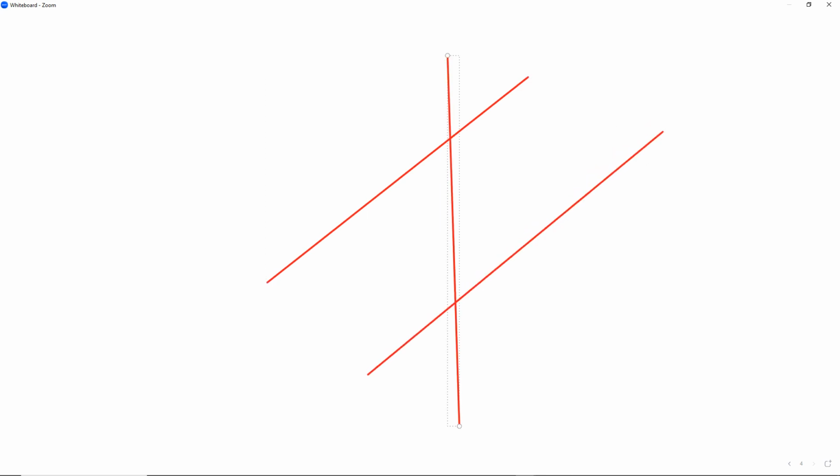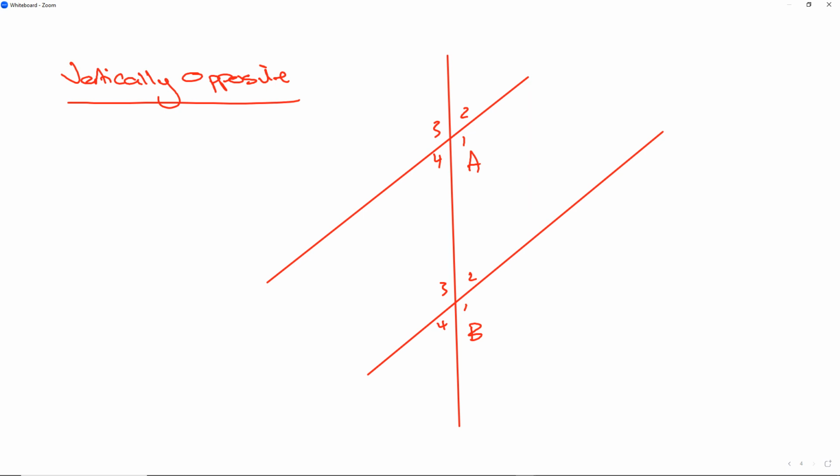Keeping with this same idea, we then have what is known as vertically opposite angles. Parallel line, same parallel line, transversal, 1, 2, 3, 4, 1, 2, 3, 4, A and B. We're now going to look at vertically opposite angles. The vertically opposite angles are equal. These are easily seen. They're simply across each other.